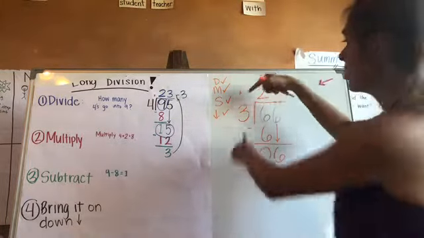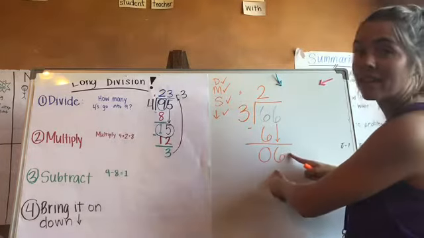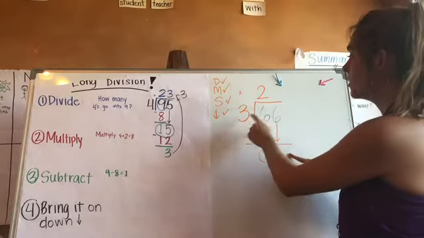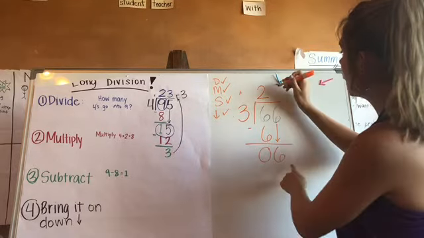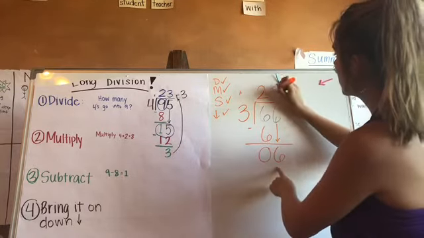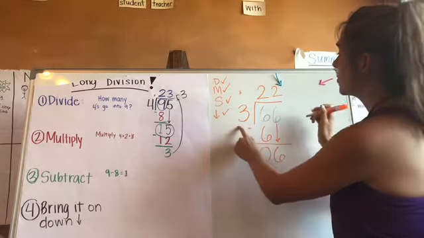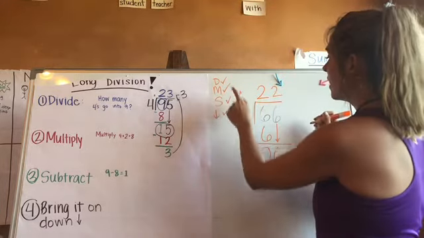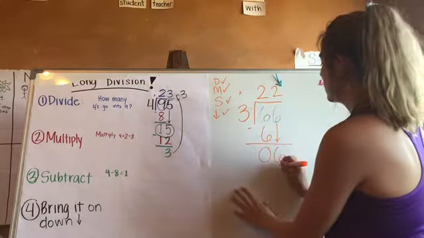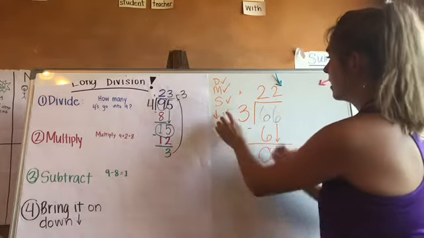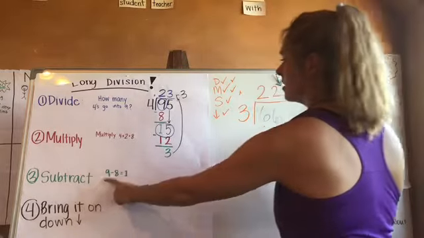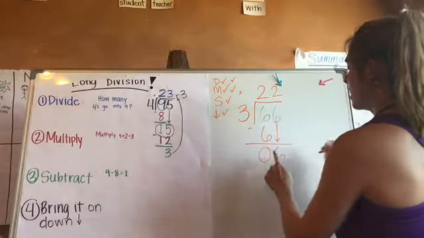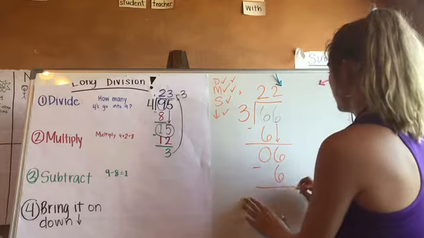How many 3s go into 6? Well, we already know. We said 3 goes into 6 2 times. So we're going to write another 2. 3 goes into 6 2 times. So now we're going to multiply because we just divided. 3 times 2 is 6. Then we're going to subtract. That's our next one. 6 minus 6 is 0.